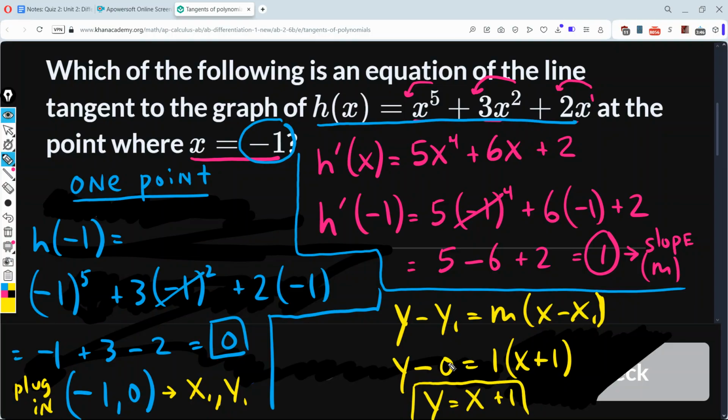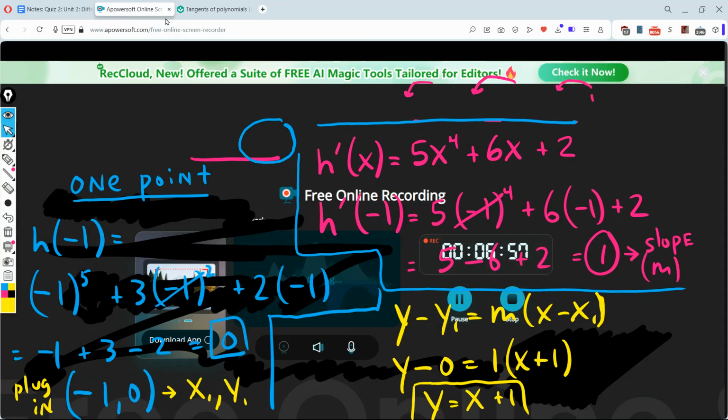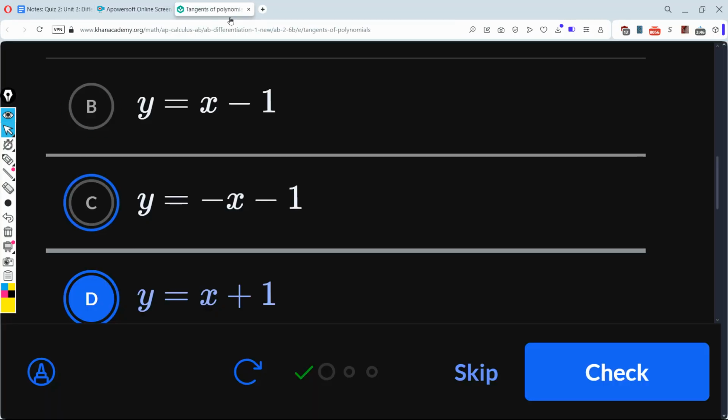If this wasn't 0, we would just solve for y. We would add whatever that is to this side, and we would have y equals. Then you would distribute, and you would get y equals whatever. Here it's y equals x plus 1. Answer D.